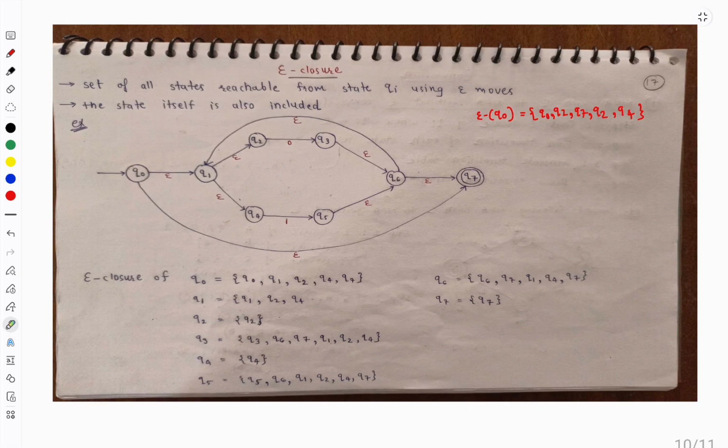Suppose now we want to find out the epsilon closure of Q4 state. So what we need to write first, state itself. Now need to see that whether it is any epsilon move. For Q4 state, there is no epsilon move. So we need to stop here. Like that we can find for other states also.